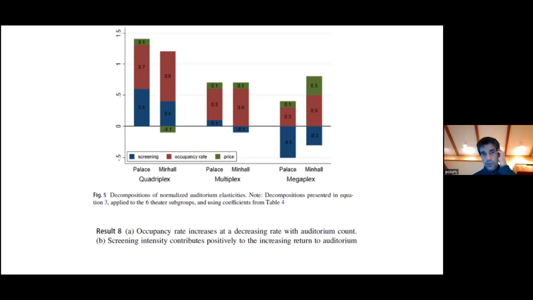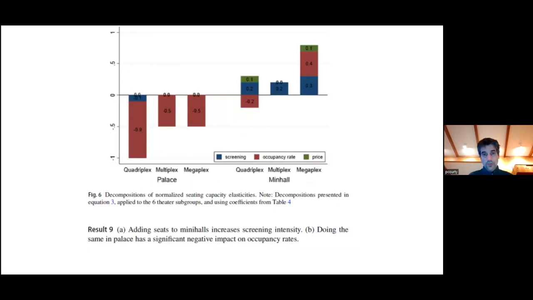Now, if we do the same thing for increasing the size of the auditorium, so it's about seating capacity. Now we want to distinguish the impact of seating capacity on palace. Palaces already have lots of seats, they have more than 124 seats. Then basically having more seats is bad. If you increase the number of seats by 1%, you get half a percent increase in occupancy rate. And that's why it's not a good idea.